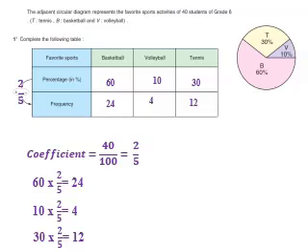If you want to check that your answer is correct, you have to add all the frequencies. It should be the same as the total number of students. So 24 plus 4 is 28, and 28 plus 12 is 40. So the total frequency is correct. So again, the first thing you have to do is find the proportionality coefficient and then multiply the percentage by the proportionality coefficient to find the frequency.